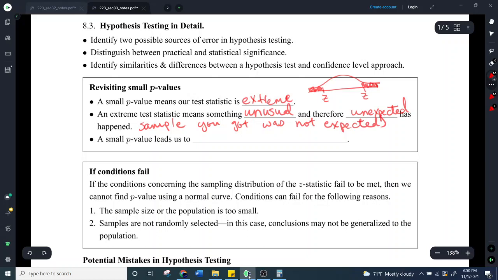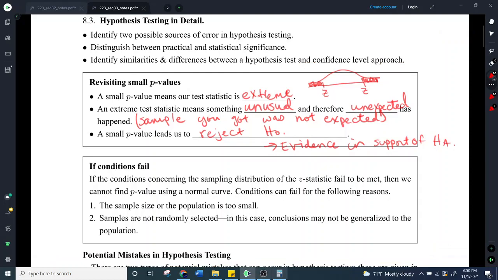Okay, so when you have an extreme test statistic, your sample is something that you did not expect. A small p-value leads us in that case then to reject the null hypothesis. This means that we have evidence in support of the alternative hypothesis.